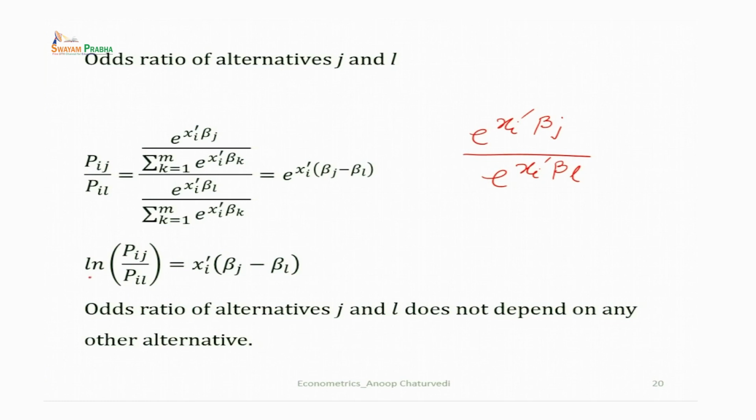So, in fact, this odds ratio of alternatives j and l does not depend on any other alternative. Actually, if you consider this odds ratio, it depends upon beta_j and beta_l only. It does not depend upon alternatives other than j and l.